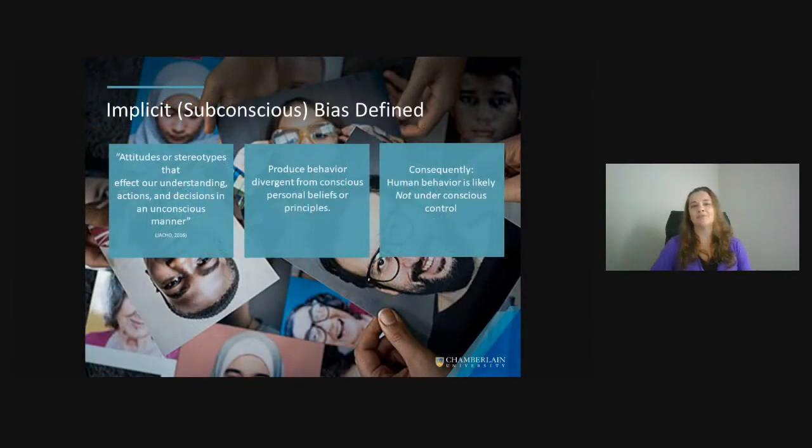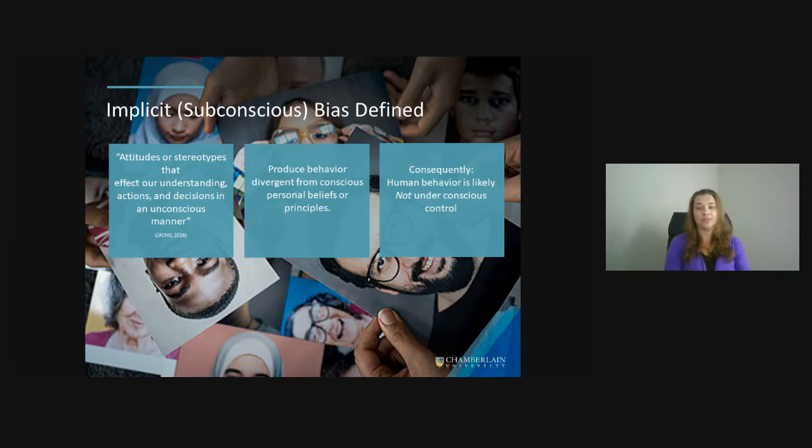The next thing, I think the most important thing to talk about is obviously the definition of implicit bias. Implicit bias is different than explicit or outward forms of bias like racial slurs or offensive flags or postings, things like that. Implicit bias is defined as attitudes or stereotypes that affect our understanding, actions, and decisions in an unconscious manner.